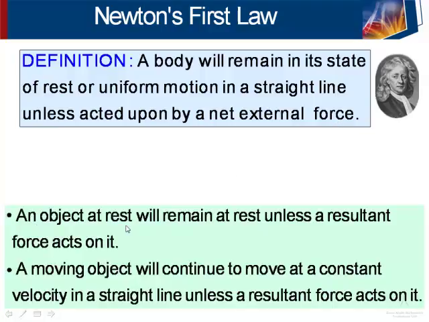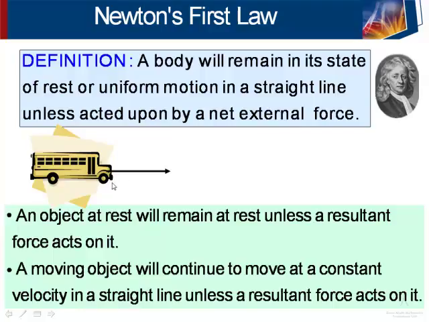We see that an object at rest will remain at rest unless a resultant force acts on it. Let's have a look at a stationary bus, and it will remain at rest unless the engine is started and it overcomes friction and moves forward. When we look at a moving object, it will continue to move at a constant velocity in a straight line unless a resultant force acts on it. The vehicle will continue at a constant velocity unless we apply brakes, and the vehicle will then stop.